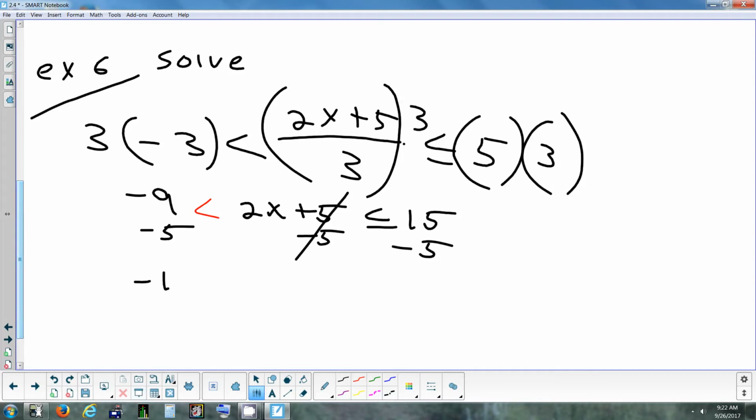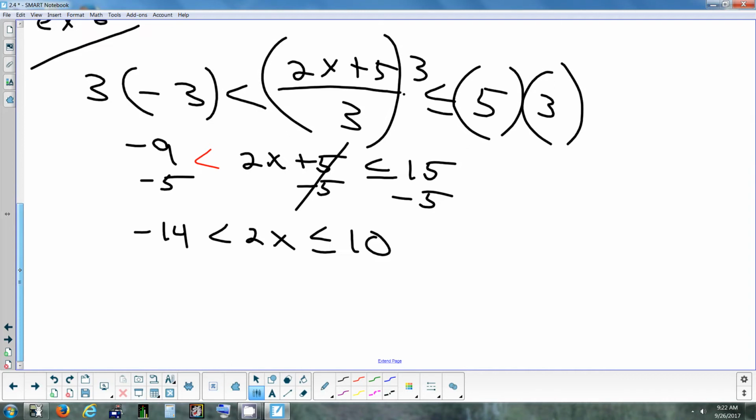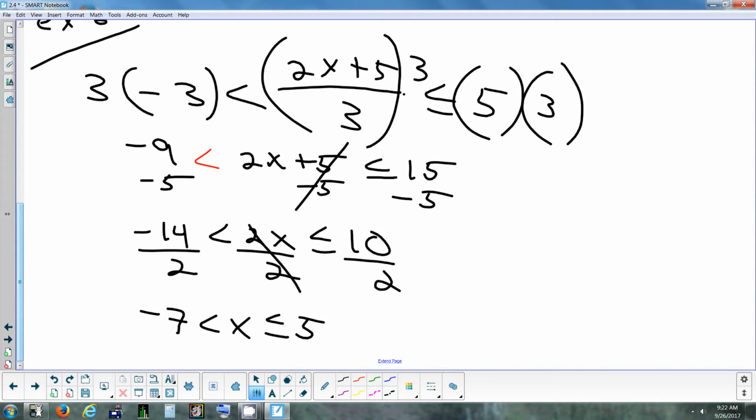-9 minus 5 gives me -14, which is less than 2x, which is less than or equal to 10. And Leo, what would my last step be? Divide all three parts by 2. And is that a positive or a negative? It's a positive, so we don't need to flip anything. So my final answer is -7 is less than x, which is less than or equal to 5.